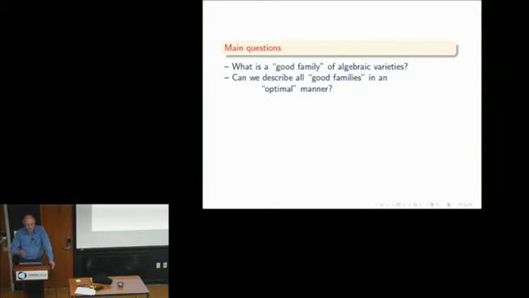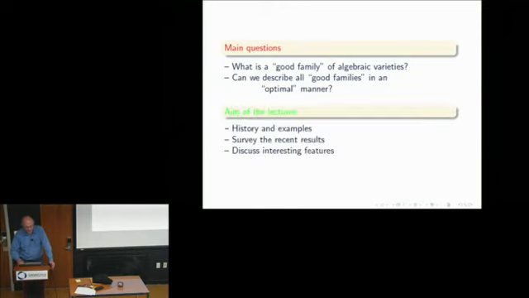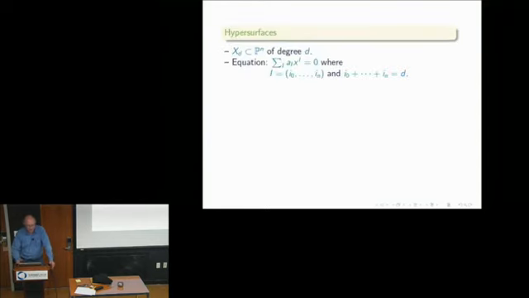And the second question: once we decide what the good families are, then we would like to know how to describe all of the good families in some optimal manner. Okay, now, today I will try to focus mostly on history and some very concrete, very simple examples. And then tomorrow give a survey of the recent results. And then in the third talk, if there's still anyone left, I will discuss some more technical, interesting features of these.